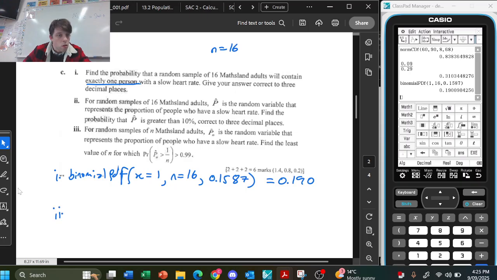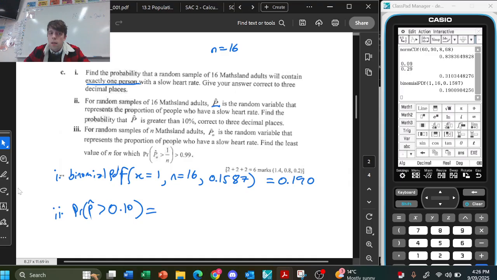So going across to part II. Next up, for a random sample of 16 adults, we're going to say that the sample proportion, p hat, is the random variable that represents the proportion of people who have a slow heart rate. We want to find the probability that p hat is greater than 10%. So let's put that symbolically. We're trying to find the probability that p hat is greater than 0.10. So what does that mean?